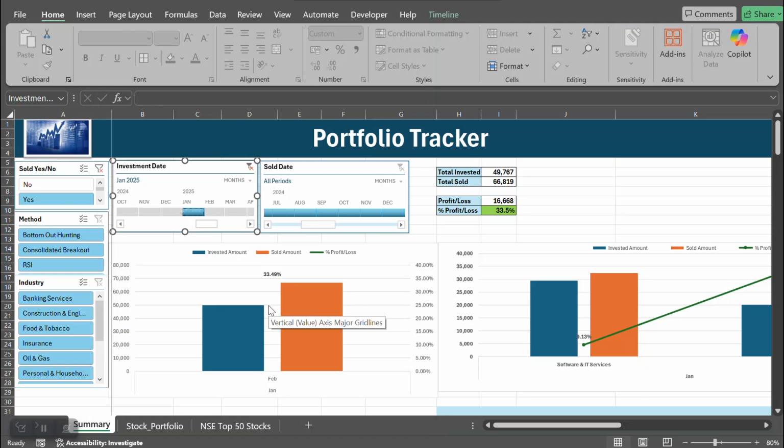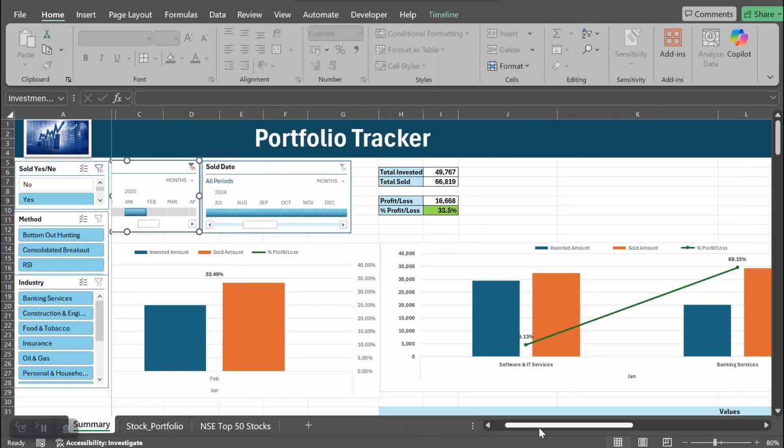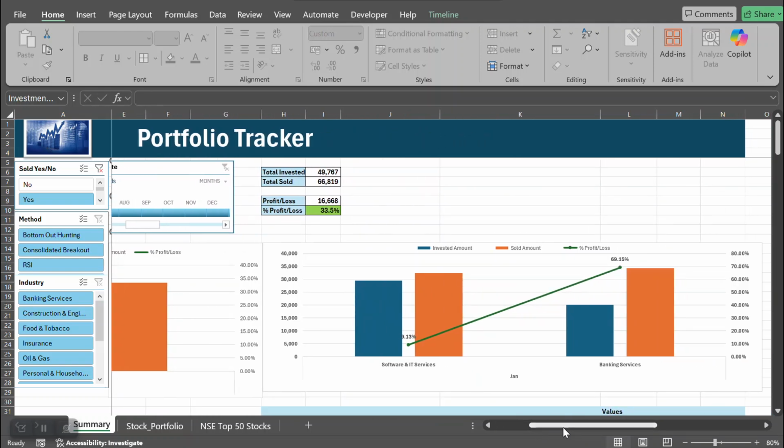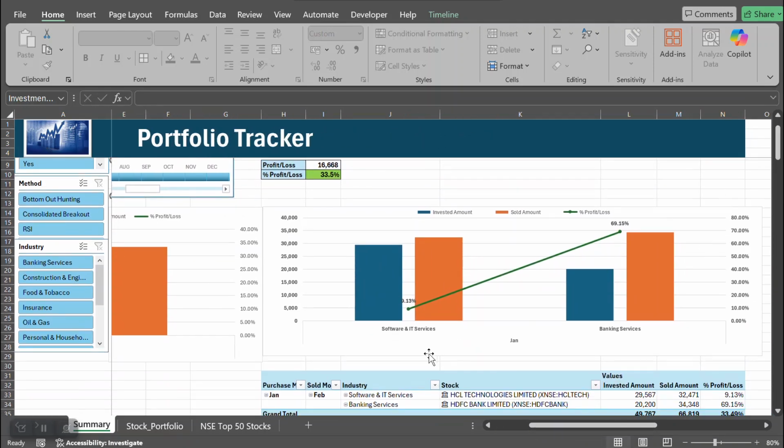So what kind of profits have I made in January, and it clearly says that I have made 33.49% profit. That is because I had two shares, not just one, which I purchased in the month of January and sold. Now you can see there are two shares from completely different industries, one from software and one from the banking industry. The software industry gave me 9.13 percent profit, and the banking, which we have recently added, HDFC Bank, has given me 69% profit.